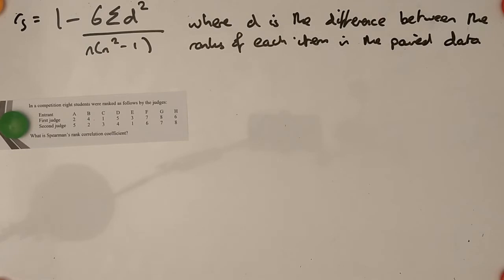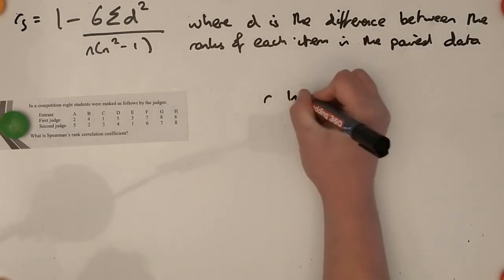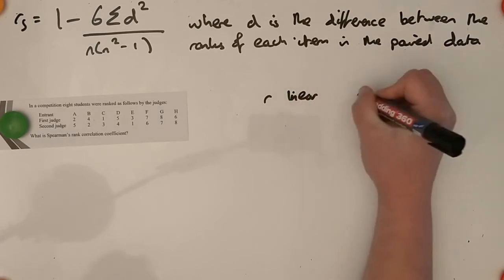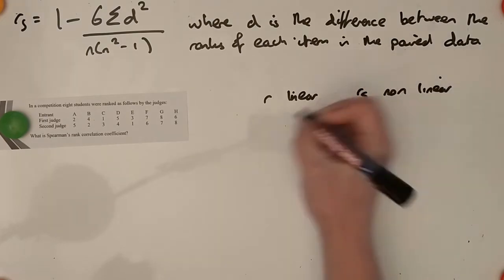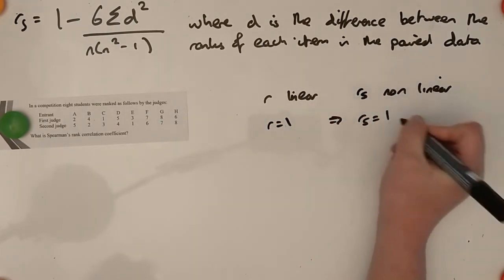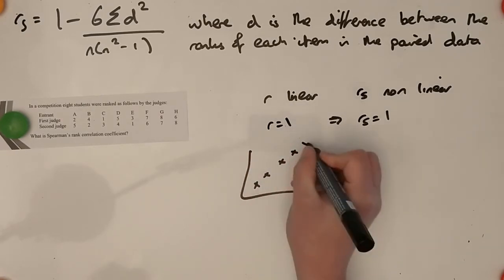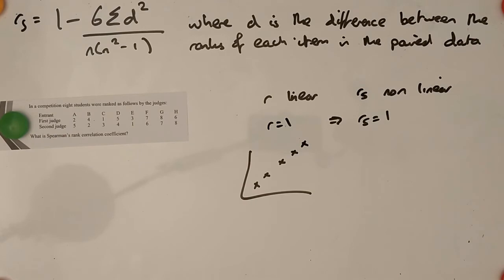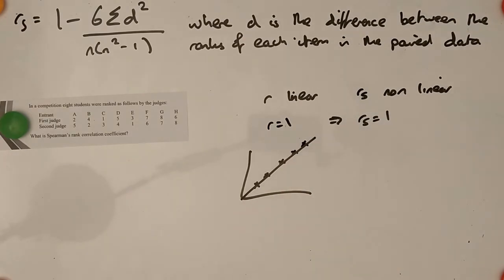Before I go on to an example, just a quick point about R and RS. So R is linear, whereas RS is non-linear. So if I have R equals 1, that means that RS is also equal to 1. If I've got values which are going in a perfect straight line, RS is just a way of saying if x increases, y also increases. So that means that's going to be a straight line for both.